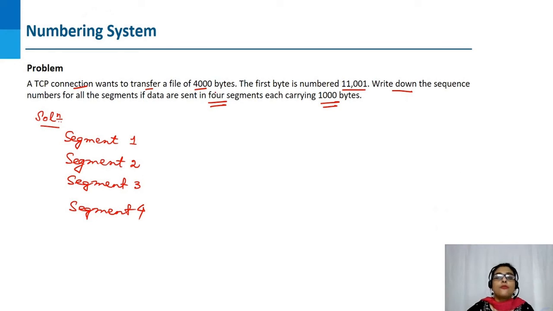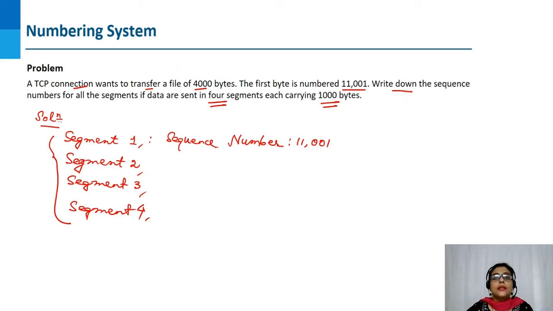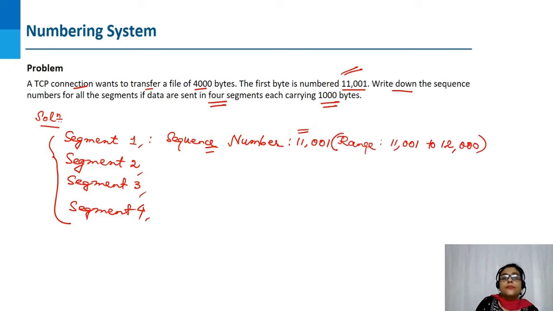Since there are 4 segments that are required, we give the numbers as segment 1, segment 2, segment 3, and segment 4. Now, what should be there in segment 1? In segment 1, the sequence number, as it said, starts with 11001. So we write down 11001. And what should be the range? The range should be 11001 to 12,000, because each segment should carry 1000 bytes of data.